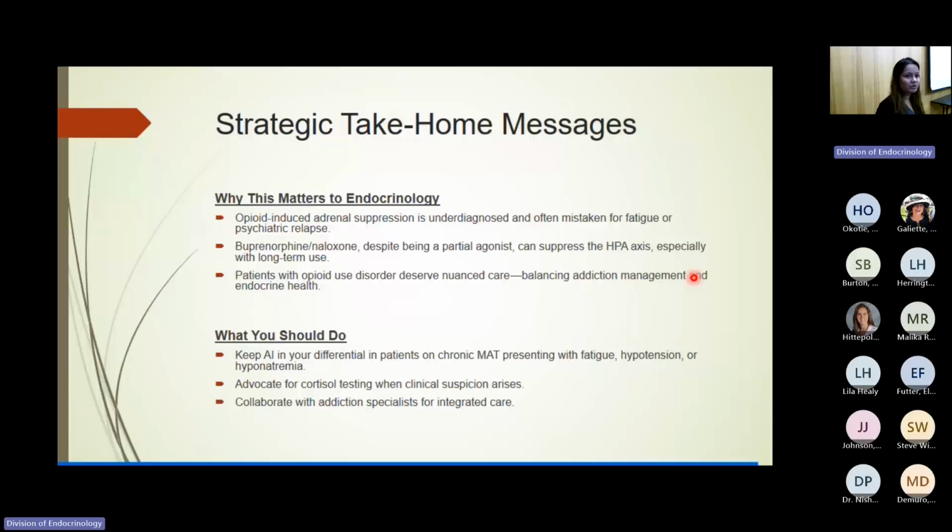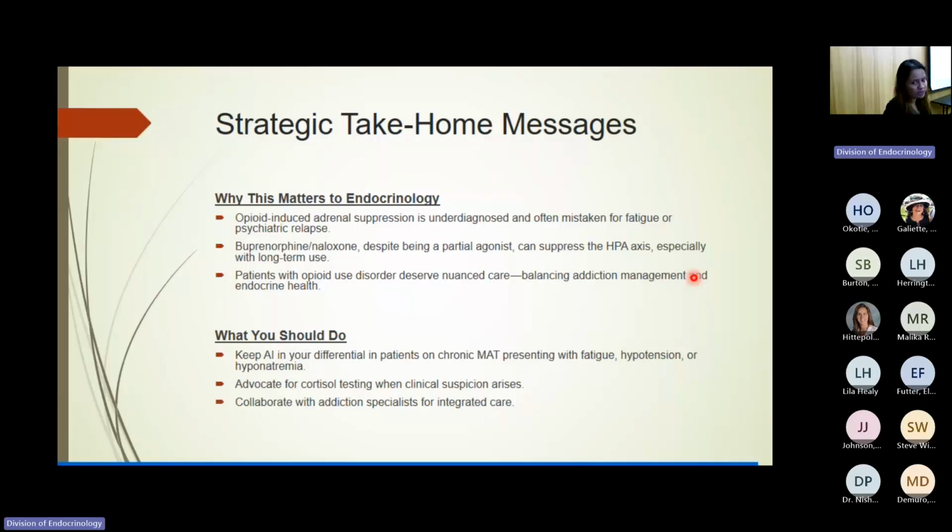And that brings me to the strategic take-home message, why this matters. Opioid-induced adrenal suppression is underdiagnosed and often mistaken for fatigue or psychiatric relapse. The buprenorphine-naloxone combination, Suboxone, despite being a partial agonist, can suppress the HPA axis, especially with long-term use. Patients with opioid use disorder deserve nuanced care, balancing addiction medication and endocrine health.